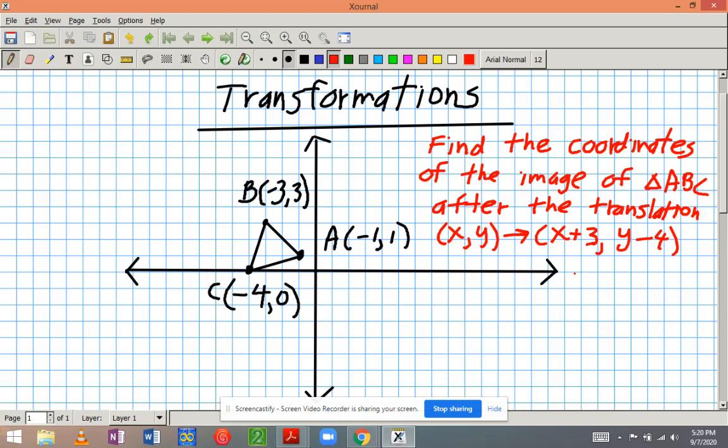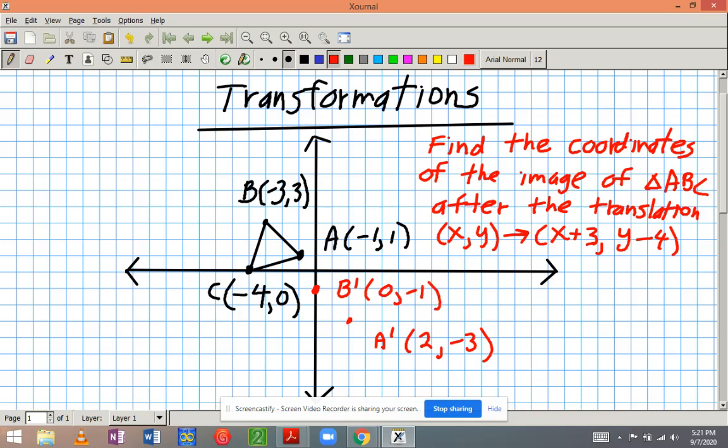So if you take point A, let's say, and move that point 3 to the right and 4 down, I'm just going to count it off. 1, 2, 3, 1, 2, 3, 4. That point A prime right here is going to have coordinates of 2, negative 3. Now let's take that point B and also move it 3 to the right and 4 down. I'll count that off. 1, 2, 3, 1, 2, 3, 4. So that point B prime, the image, is going to be right there, and it's going to have coordinates of 0, negative 1.